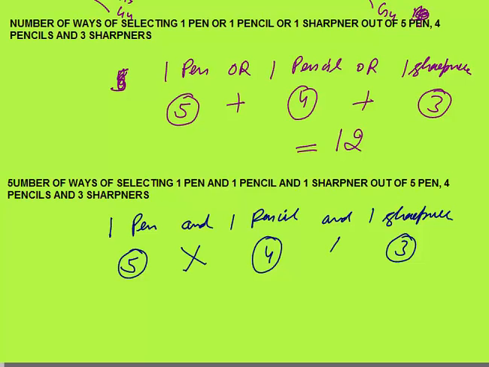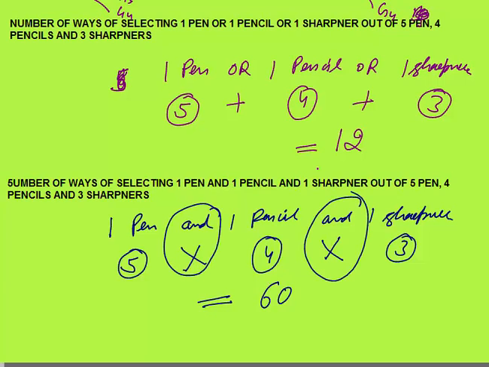Whenever there is and, when you multiply, there will be 60 ways to select one pen, one pencil and one sharpener. So whenever there is and, you need to multiply it. Whenever there is or, you need to add. That is the meaning of the fundamental principle of counting.